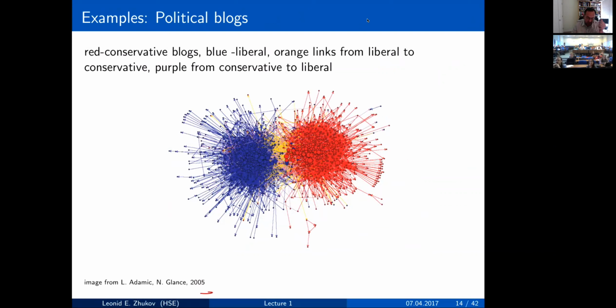It's now almost more than 10 years old. But this is a network of blogs, conservative blogs versus liberal blogs, and the way they're connected. So red is conservative, blue is liberal, and the edge here means citation. One blog cites another blog, and so you notice that, of course, conservatives cite conservatives.